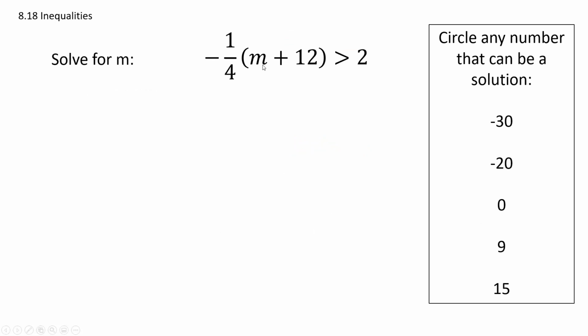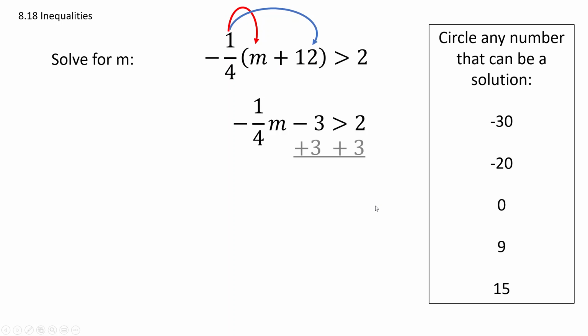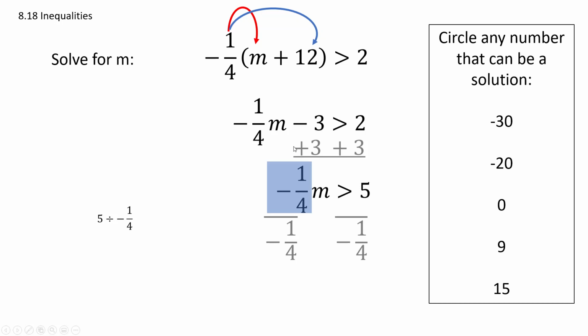We're solving for m. We've got negative 1/4 times the sum of m plus 12 is greater than 2. We're going to do some distributive property. Negative 1/4 times m, negative 1/4 times 12. You get this. Negative times positive makes negative. Now we're going to add 3 to both sides. Couple ways you can do this. You could literally divide out the negative 1/4, and hopefully you're realizing I need to reverse that inequality because of that negative coefficient. Dividing by a negative 1/4 is the same thing as multiplying by its reciprocal, which gives you negative 20. So m has to be less than negative 20.